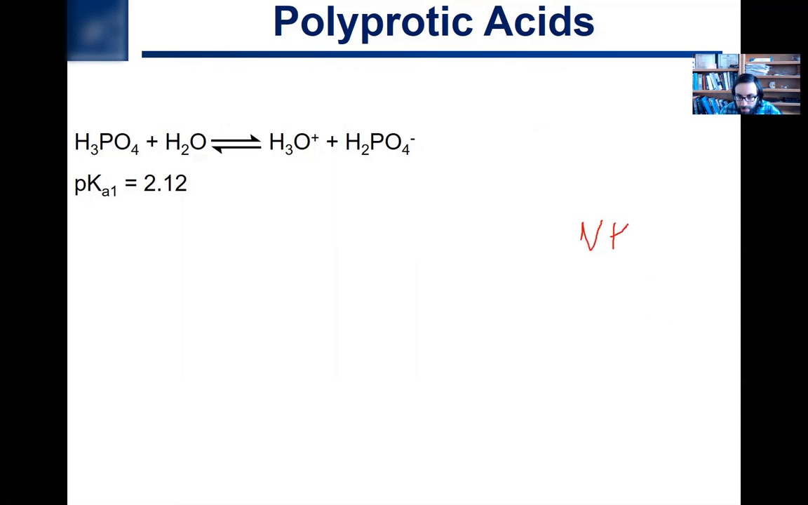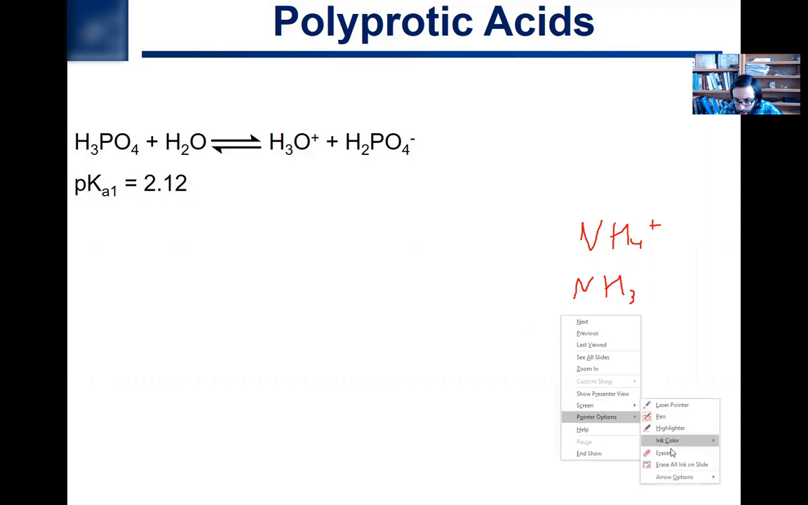NH4 plus, right? And then if you give up a proton, it's an acid to give NH3. That could be a base, but this is actually amphoteric. It can go on to give up another proton and make this amide anion. So that's an example of a polyprotic acid.